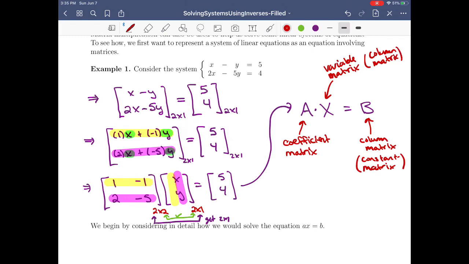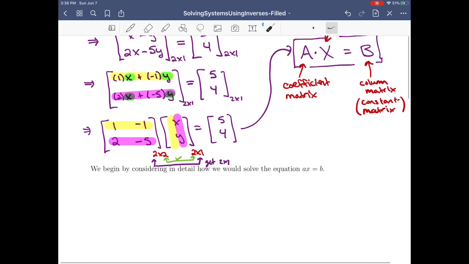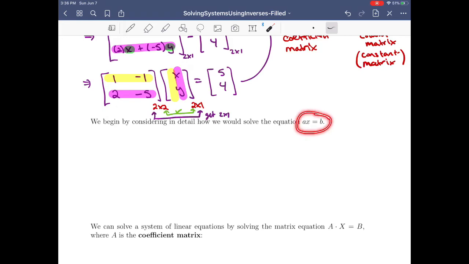It turns out that you can always write a system of equations using a matrix equation of this form. The coefficient matrix times the variable matrix, which is a column, equal to the constant matrix, which is also a column. So what we're going to try to do is solve a matrix equation that looks like this, because that's going to be equivalent to solving our system of linear equations. Before we do that, let's talk in detail about how we might solve a regular equation with just numbers that looks similar.